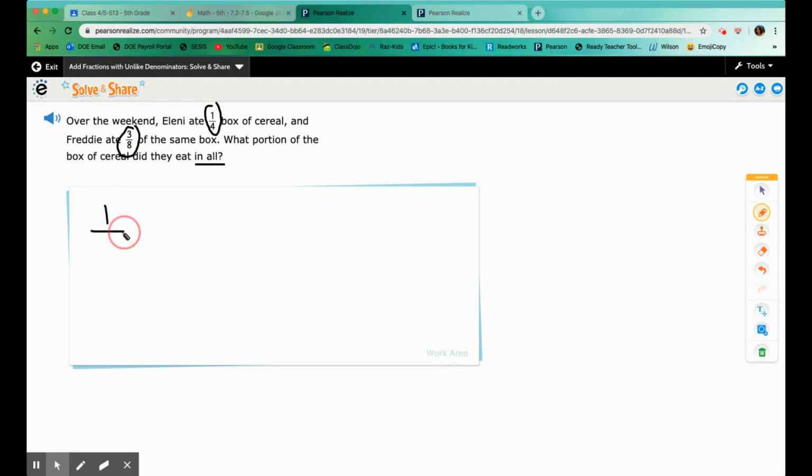So 1/4 plus 3/8. Just like we just learned, the denominators are unlike, they're different. So we cannot do 4 + 8 right now. So we have to change that. So I'm going to make a list of multiples. Make a list of 4, and make a list of 8. Let's start with 4.